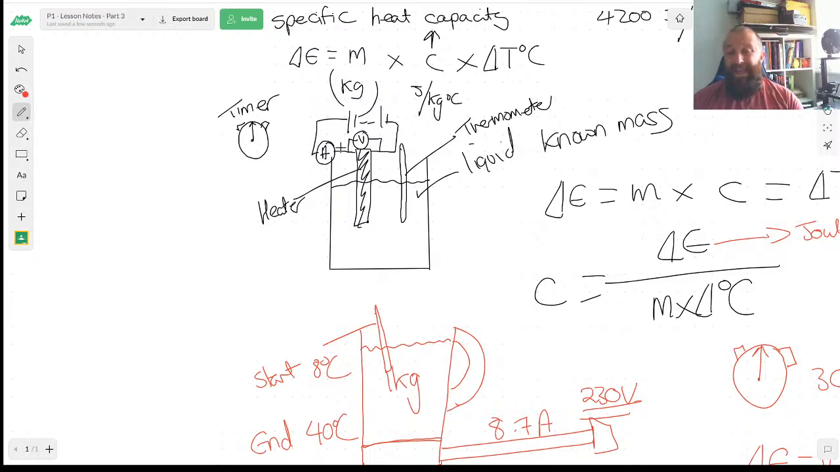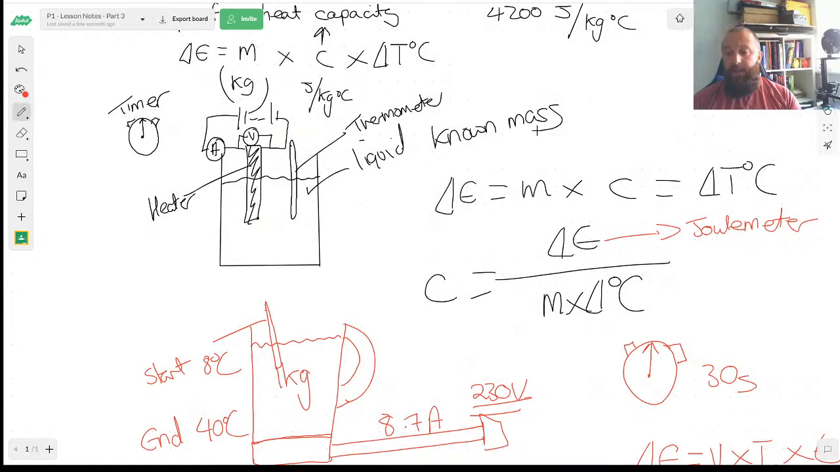I am going to turn the heater on. I'm going to record either the energy transferred, if I know the power, or if I've got a joule meter. If I don't know those, I'm going to record the current and the voltage. I'm going to turn the heater on for a known amount of time, and I'm going to record the temperature change. So I need to know the temperature at the start and the temperature at the end, so we can work out the temperature change. I'm then going to use my calculation to work out C. And again, if you can do the rearrangements and remember that, that's brilliant.